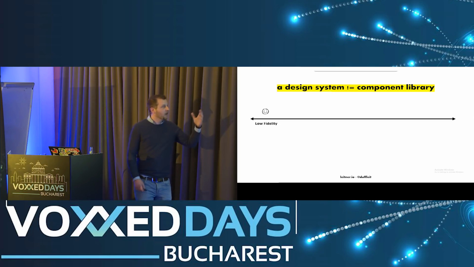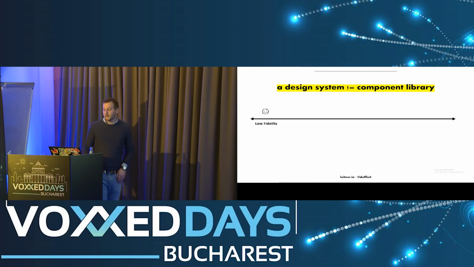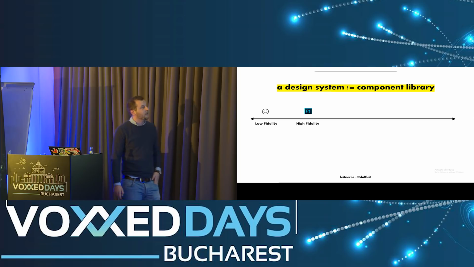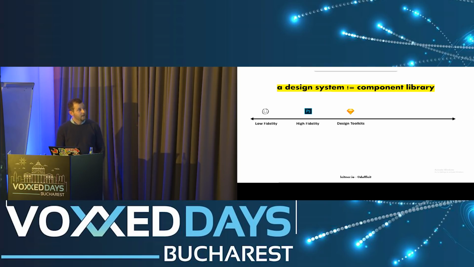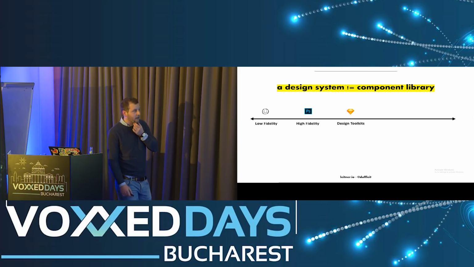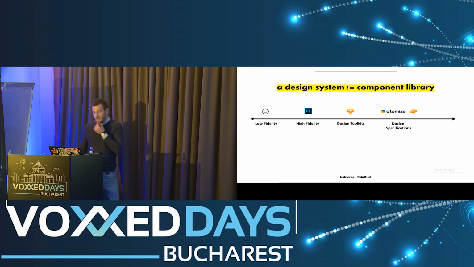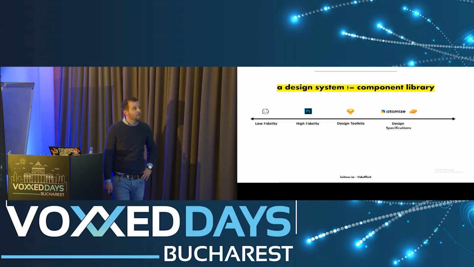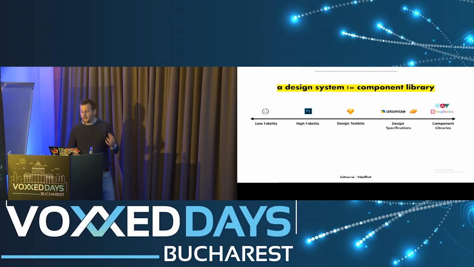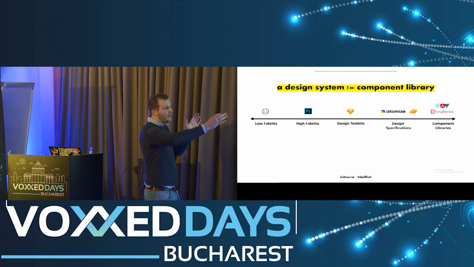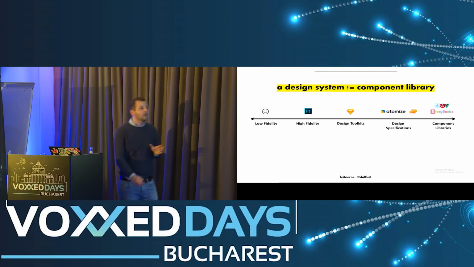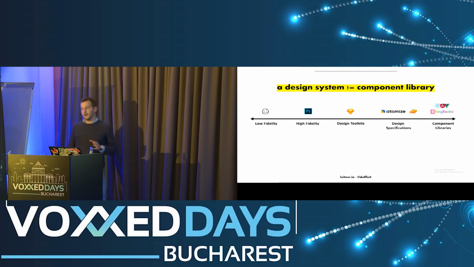The simple one is low fidelity mockups, actually Mockito or something like this. Then you have high fidelity mockups with Photoshop, sorry. Then you have design toolkits like Sketch and stuff like this. Then you have design specifications, which you can, for example, create with Zeppelin. And last but not least, you have the technical representation as component libraries. So you have this range of options you can use to implement your design system.